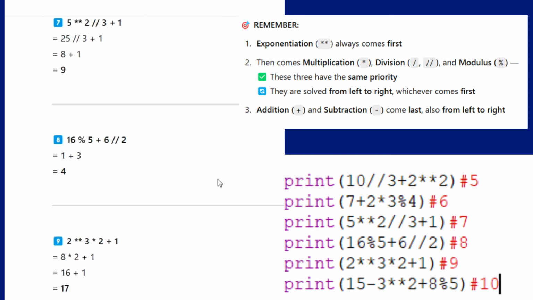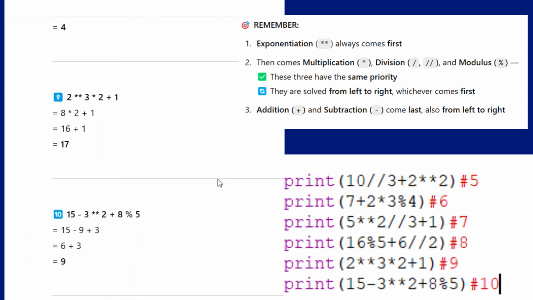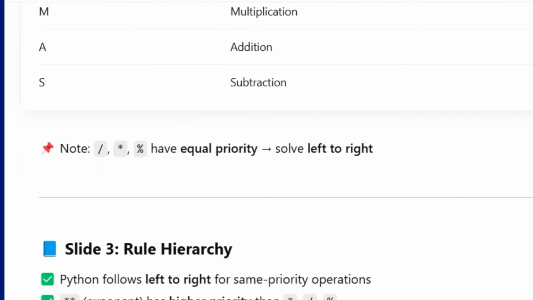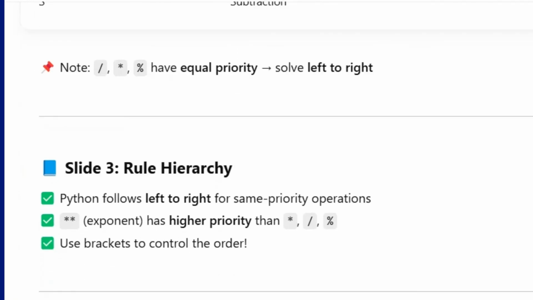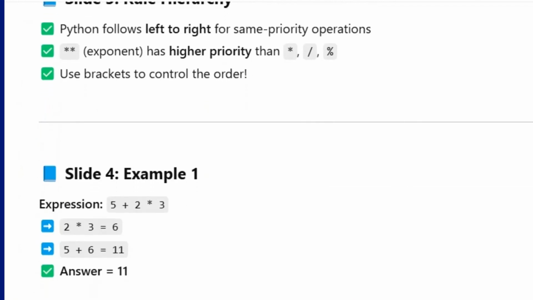Remember learners, in Python, exponent comes first. Then multiplication, division, and modulus. They all have equal priority and are solved from left to right. Lastly, we do addition and subtraction. Here we are providing you with some more examples. Please go through each one carefully. Pause the video, try solving them yourself, and then check the solution shown on the screen.